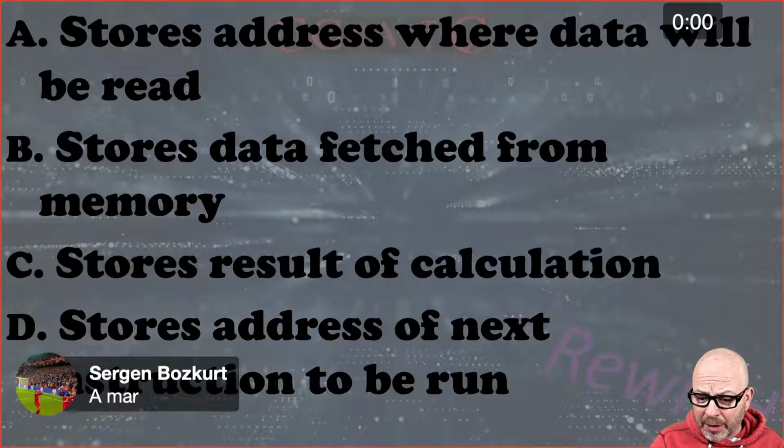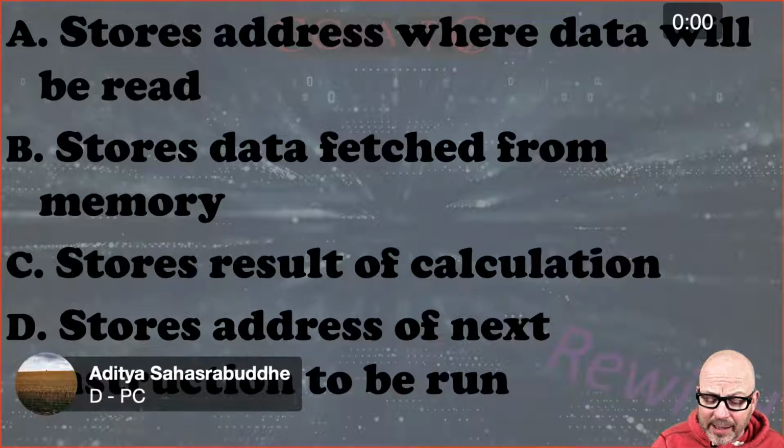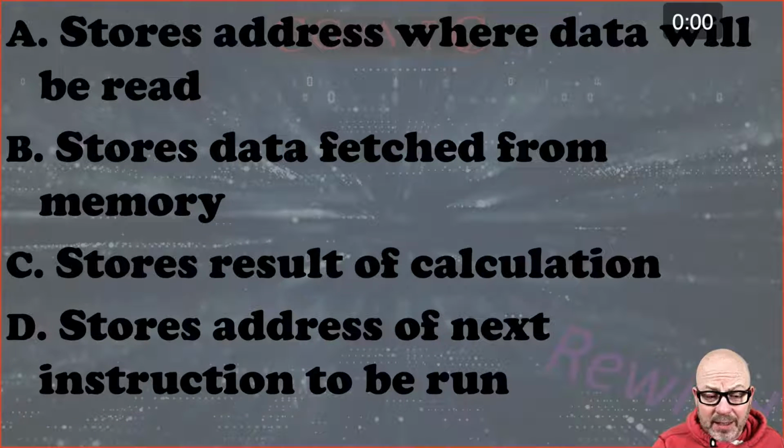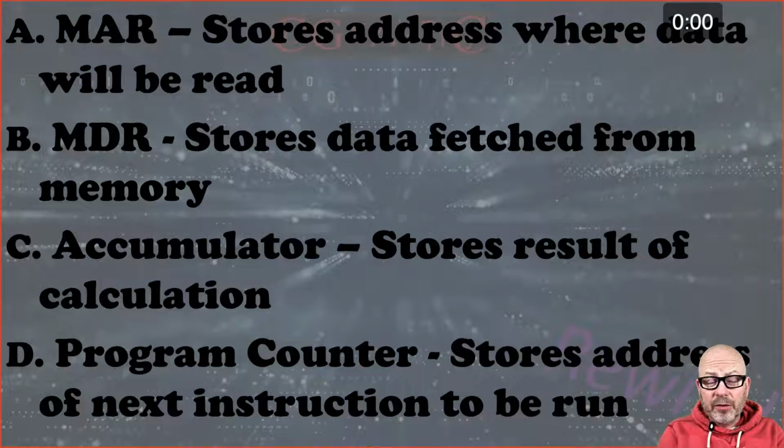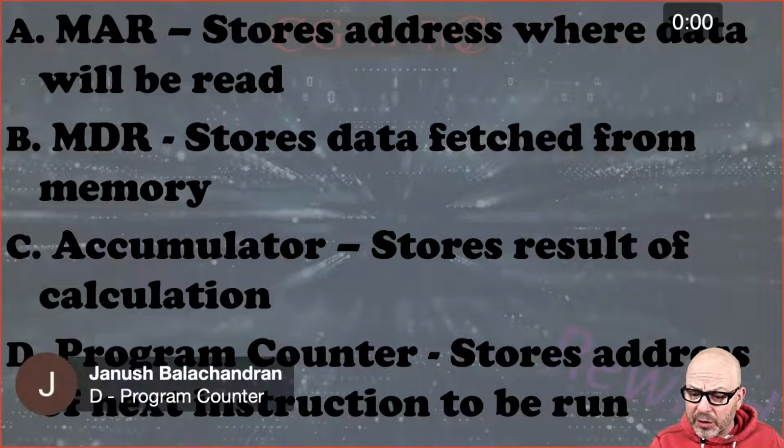We've got Sergen saying A is MAR. You guys, I think, have finally, 3,500 years later, I think you've actually nailed this. Let me just show you the answers. This is a pickle of a question, right? But once you've got these ones sorted out, then doing the fetch, decode, execute cycle, we've got Jano saying D is the program counter, spot on.